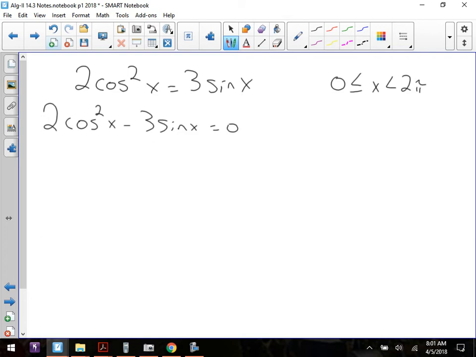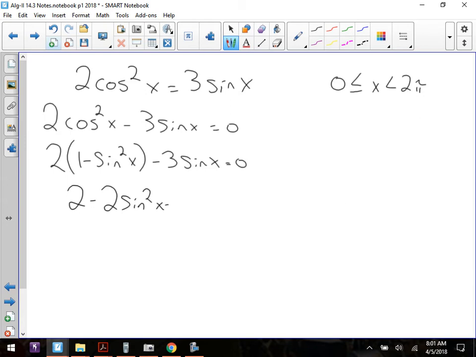Let's move it over. Okay? So I get 2 times 1 minus sine squared. All I'm doing is I'm using the Pythagorean identity to move things around. Now what do you think you do? Exactly. So you distribute back in. You get 2 minus 2 sine squared x minus 3 sine x is 0. And now you're back to a plain old boring factoring.